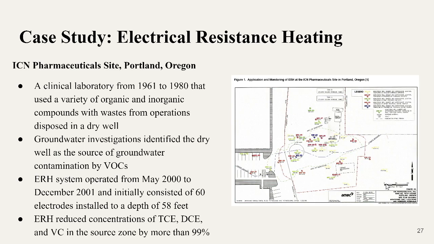When the ERH remediation area was expanded in December 2000 and May 2001, electrodes were placed within close proximity to the security fence that surrounded the perimeter of the ERH remediation area. A soil vapor extraction was also implemented. The figure on the screen shows the location of the shallow, intermediate, and deep monitoring wells at the site relative to the area that was treated.